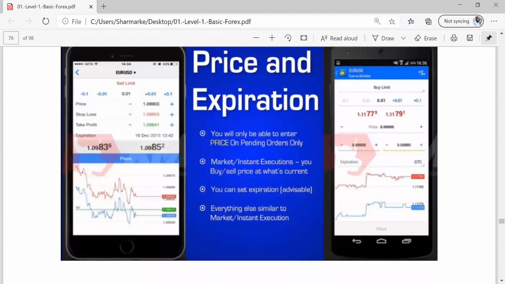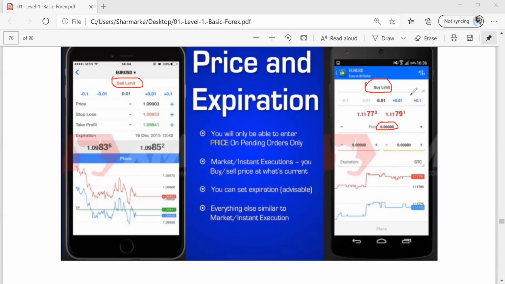And this is how you put it in your MT4. You will go to here. Here, as you can see, there is a sell limit, there is market execution, there is a buy limit. You will select here which order you want, and then you put the price. Which price do you want the market to reach, that you are waiting for? You put the price here, and then you put your stop loss and your take profit.